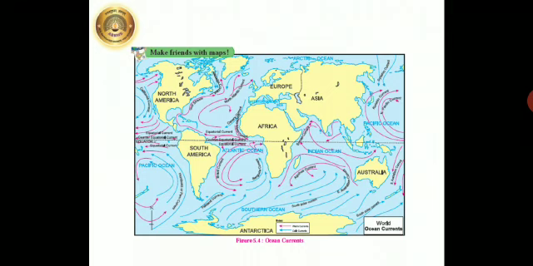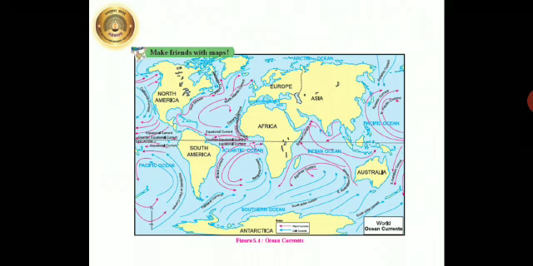Here on the map, you can find the warm and the cold currents. These are the only two types of currents that are found in the oceans. The warm currents flow from the equator towards the poles, and the cold currents flow from the poles towards the equator. Now here on the map, the cold currents are shown with the help of blue lines, whereas the warm currents are shown with the help of red lines.